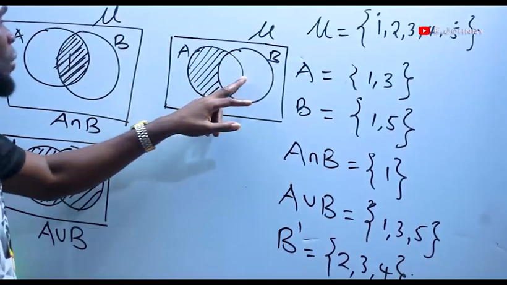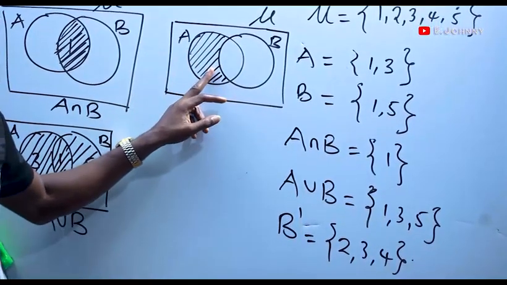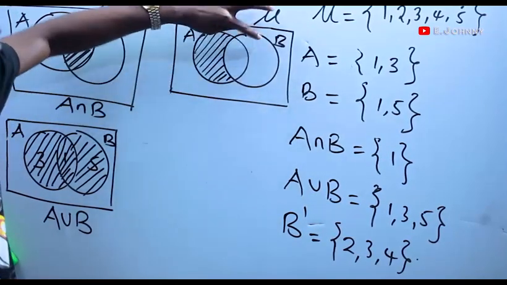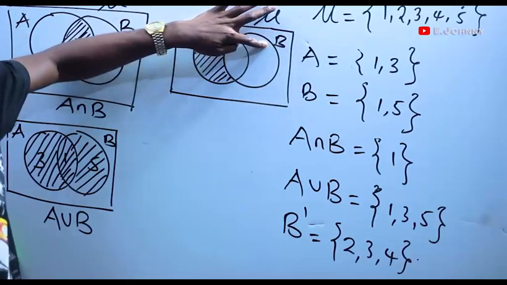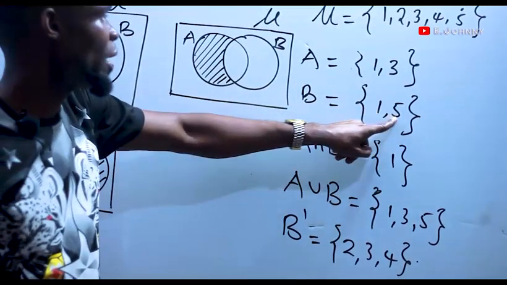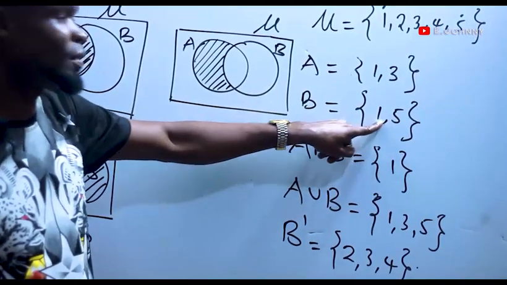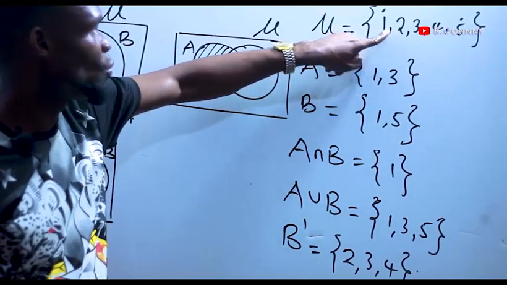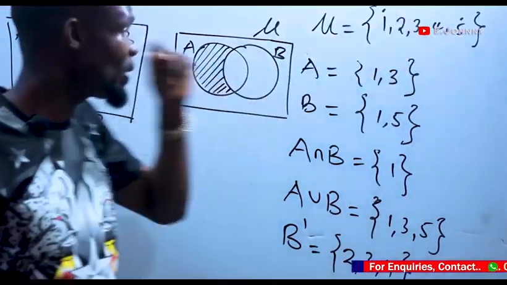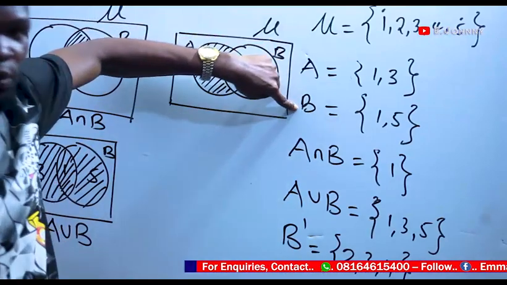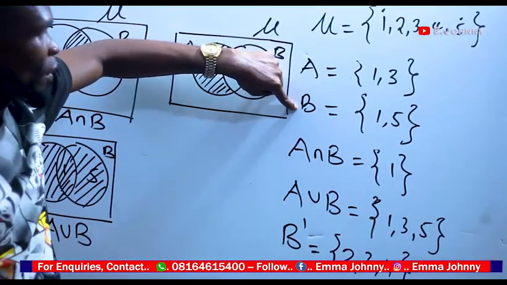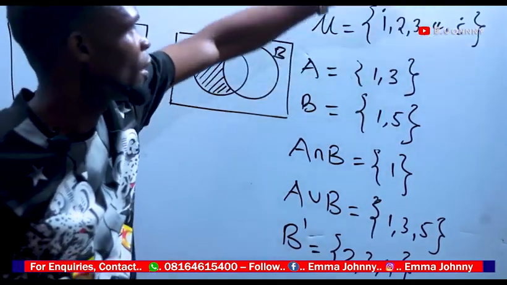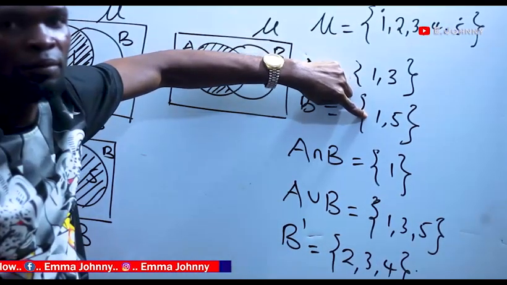Now, look at set A. There are elements there. In set B, there is no element there. Now, those elements that are not in B, where are they? Look at this element here, 1 and 5. The elements that are not in set B, where are they? They are in the universal set, which is 1 and 5. And so we say that the complement of this set B are those elements in the universal set, which is 2, 3, and 4, that are not in set A.